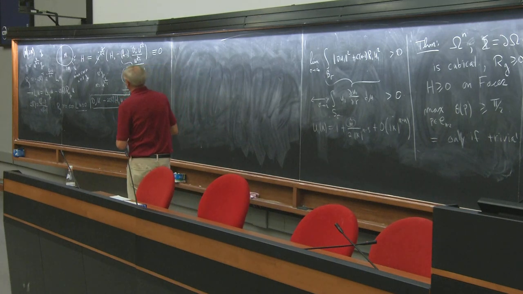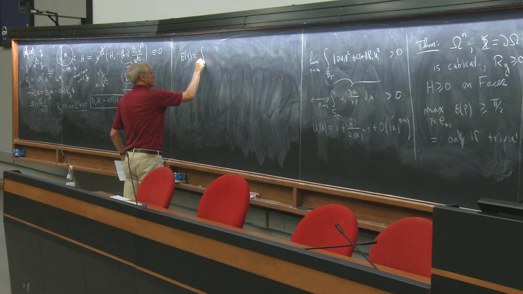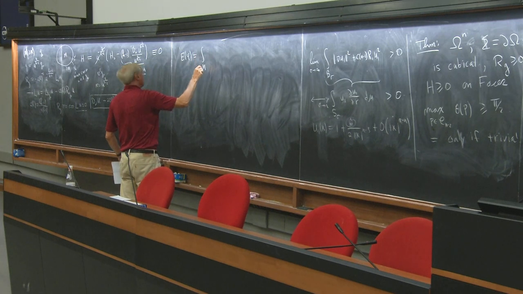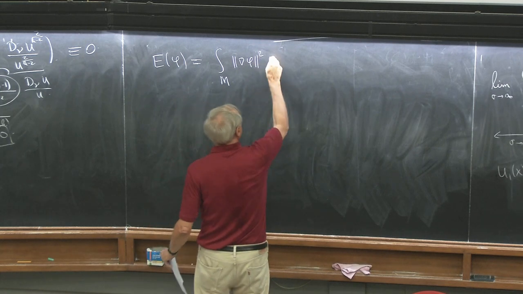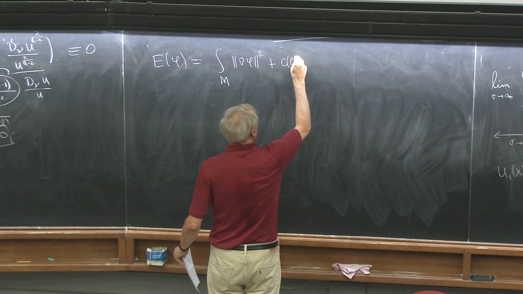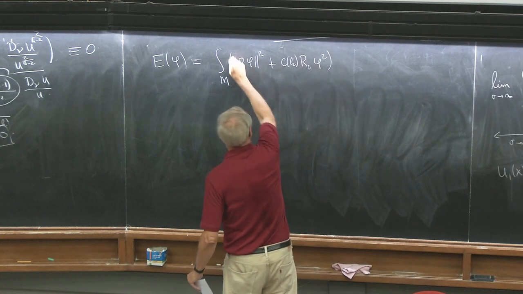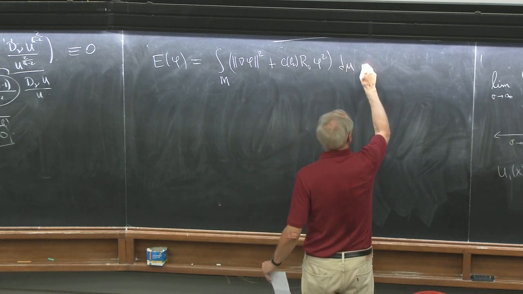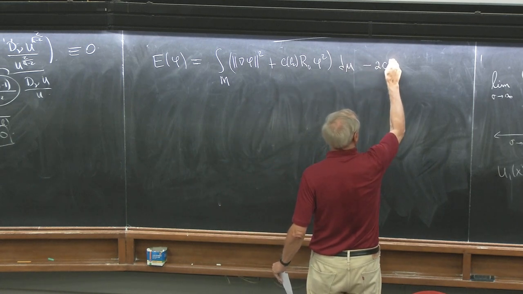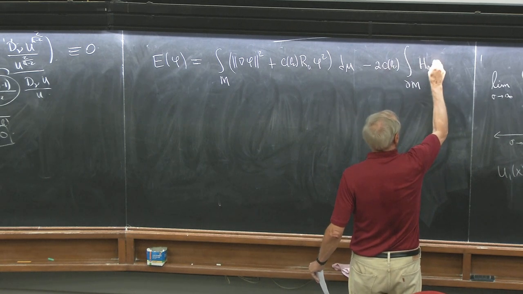So what I can do is, if I think of it variationally, I can write E of phi, which is the integral over M of the norm of the gradient of phi squared, and then I get plus C of k times scalar curvature R naught times phi squared d mu. And then to get the boundary condition, I subtract 2 times C of k times the integral over the boundary of M of h naught times phi squared.